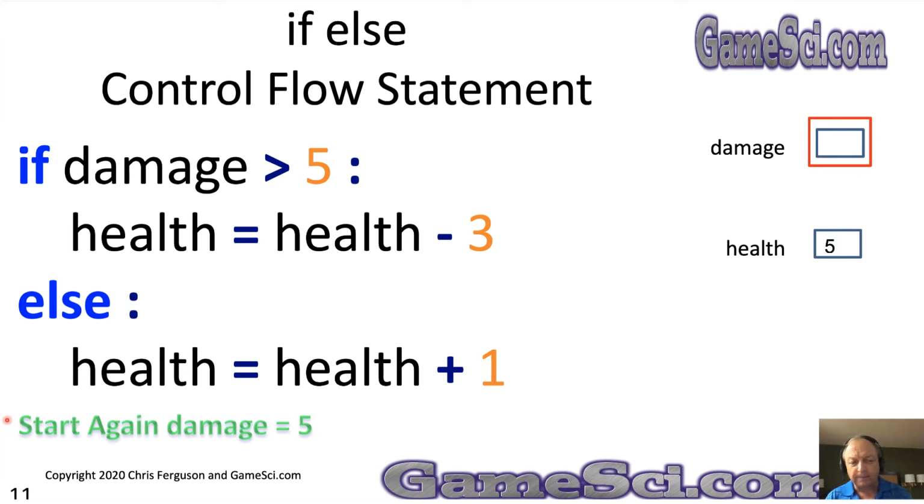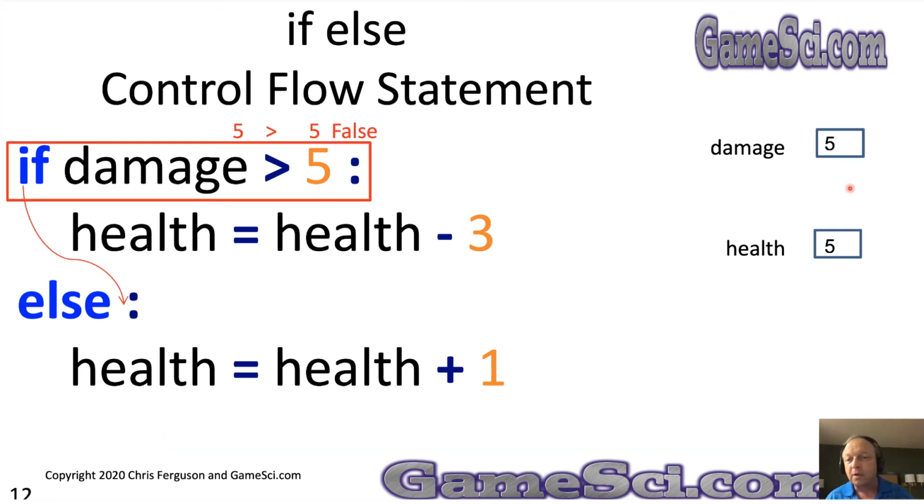One more time. Let's start again with damage equal to 5. 5 is sort of a border condition. With 5 in the damage variable, 5 greater than 5 is a false statement. 5 is not larger than 5. So this is a false statement. When the if condition is false, what do we do? That's what the else is for.